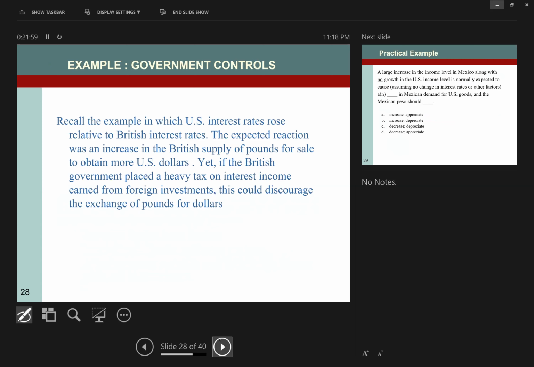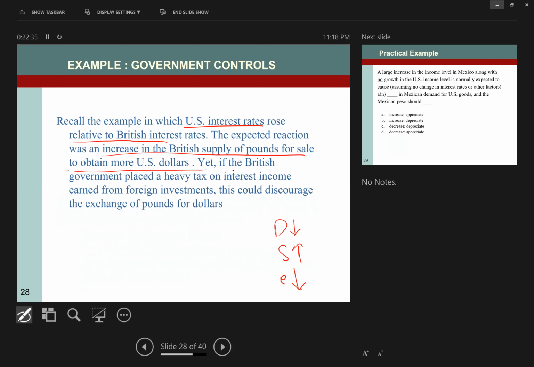So, government control example. Let me just read that. Recall the example in which US interest rate rose relative to British interest rates. The expected reaction was an increase in the supply of pound for sale to obtain more US dollar. What will happen when interest rate rises between two countries? Demand decreases, supply increases, and foreign currency decreases.